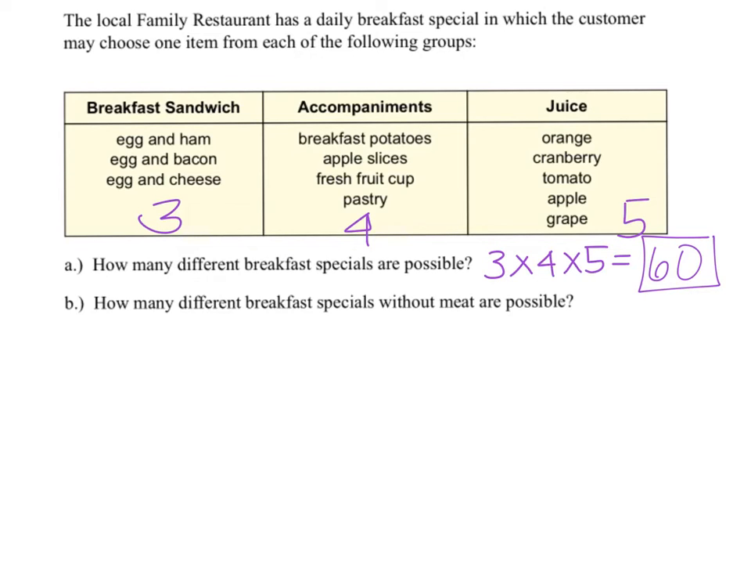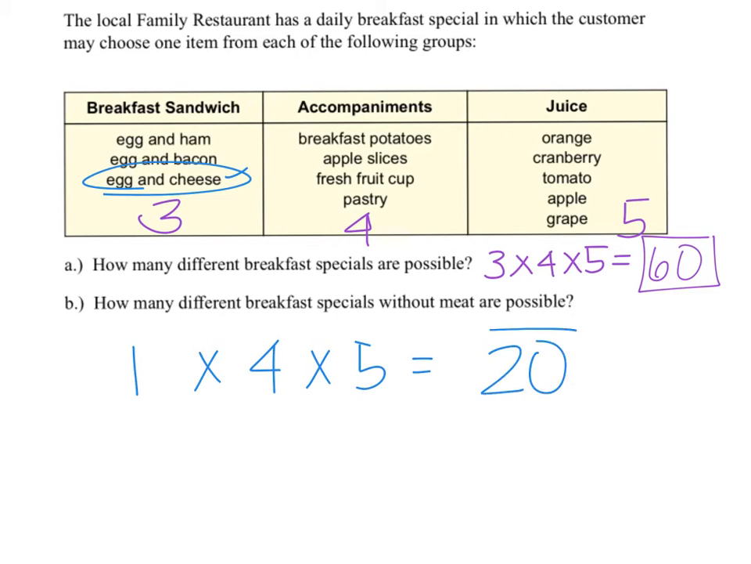So B asked me how many different breakfast specials without meat are possible. So the only breakfast sandwich that's going to work for me is egg and cheese. So really that limits me to 1, but all my accompaniments are still the same. So really, if you're a vegetarian, you only have 20 combinations possible, which is fine.